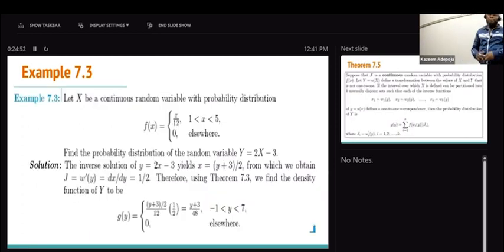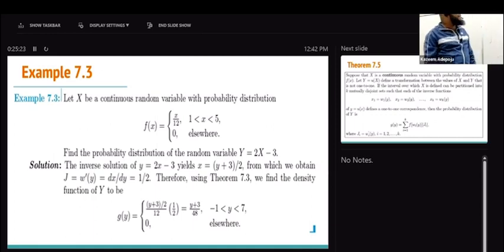Now we want to move to the continuous case. The discrete one is kind of easy, but the difficult one is continuous. But the way I'm going to walk you through this, it's also going to look so easy. You get what I mean, right? Now take a look at this question. Let x be a continuous random variable with a probability distribution. You're given f of x equal to that, and you have the range of x. This is continuous, right? Find the probability distribution of the random variable y equal to 2x minus 3.